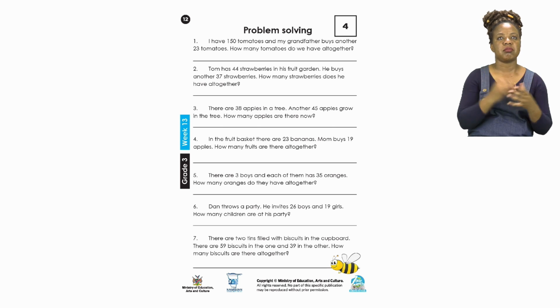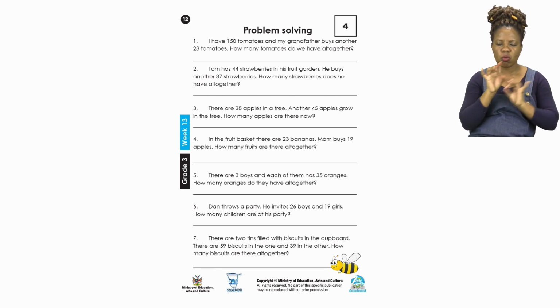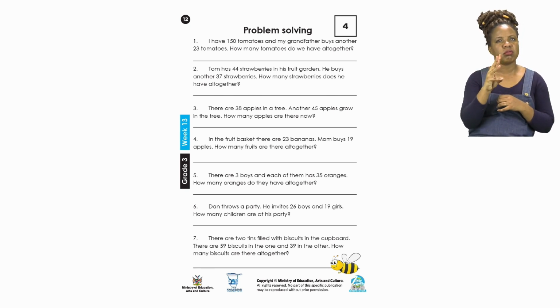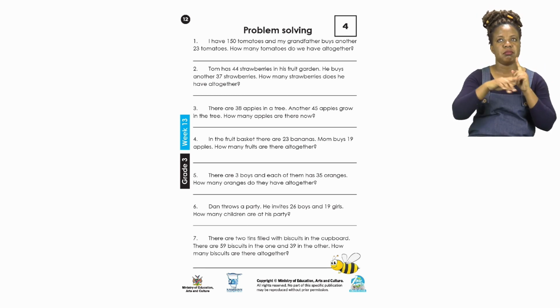Now remember, boys and girls, when we are doing problem-solving sums, we first read the story twice and then we take a look at the numbers we need. In this case, we are going to take 26 and 19. Then we need to decide whether we are adding or subtracting according to the question. And the question says, how many children are at his party? So that means we are adding. Let's now take a look at the board.